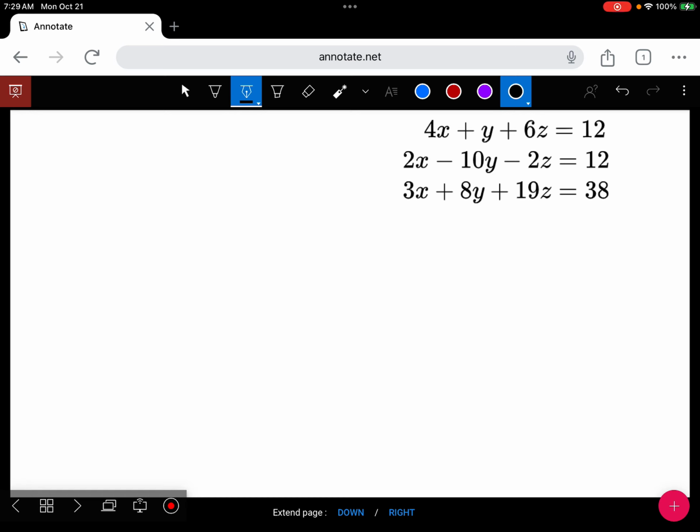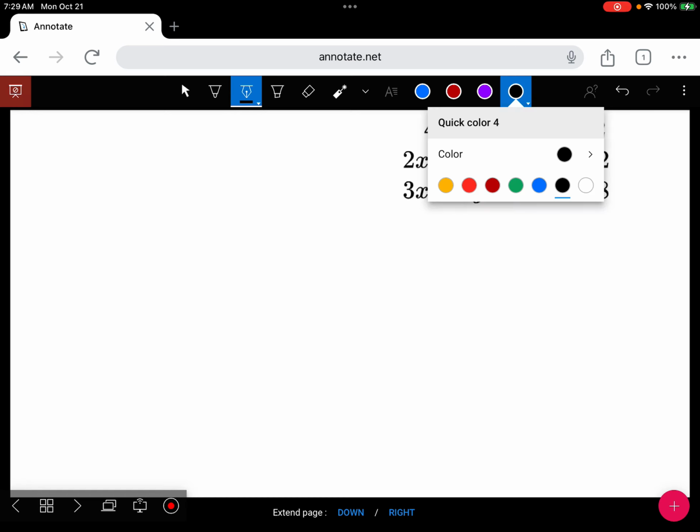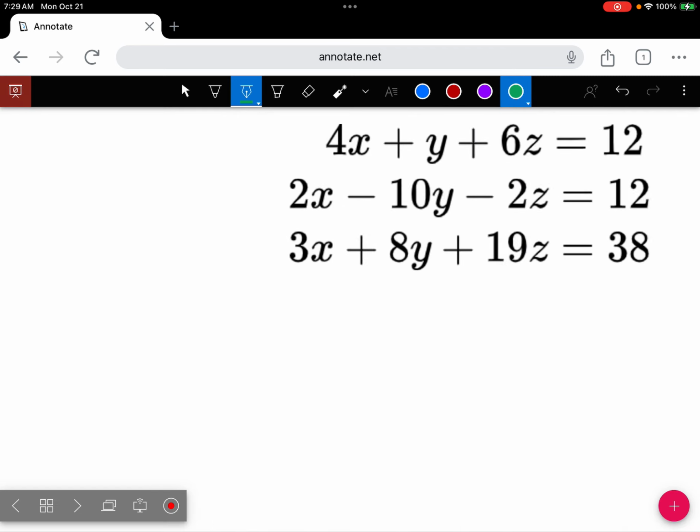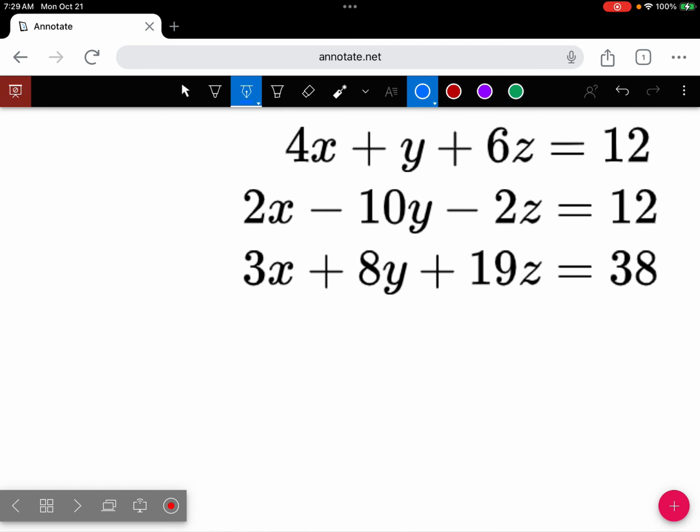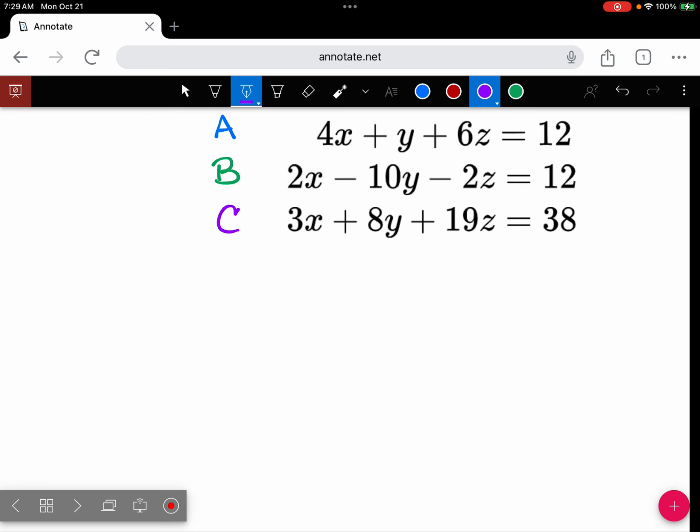So in order for us to be able to talk about these, I actually have a tendency to give them names. So I'm going to call this top one A. I'm going to call the second one B. And I'm going to call the third one C. Just so it's easier to talk about than me saying the third equation and the second equation.